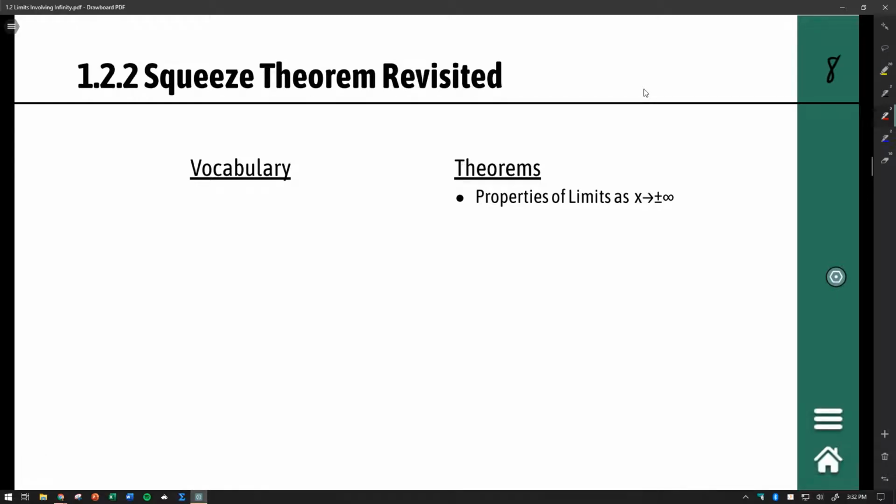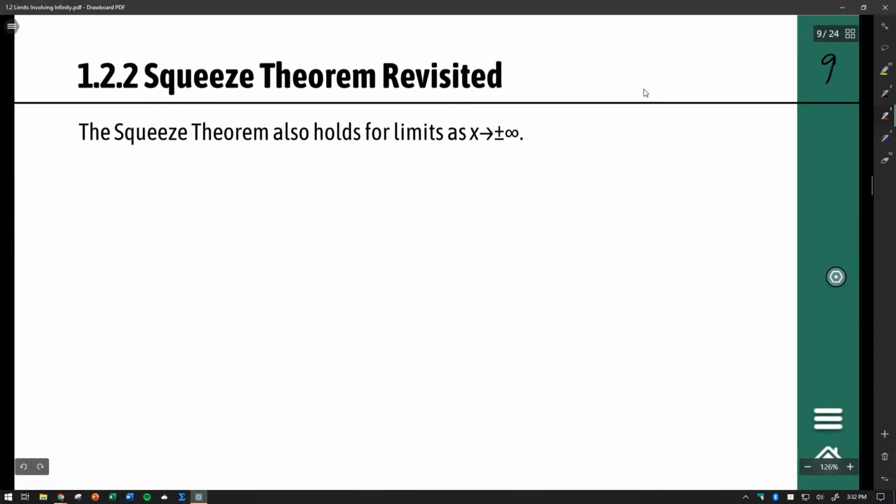Welcome back. In this video, we're going to see the squeeze theorem again. That's why this is called squeeze theorem revisited. No new vocabulary, but we are going to see a pretty big theorem about the properties of limits as x approaches positive or negative infinity. So, the squeeze theorem also holds for limits as x approaches positive or negative infinity.